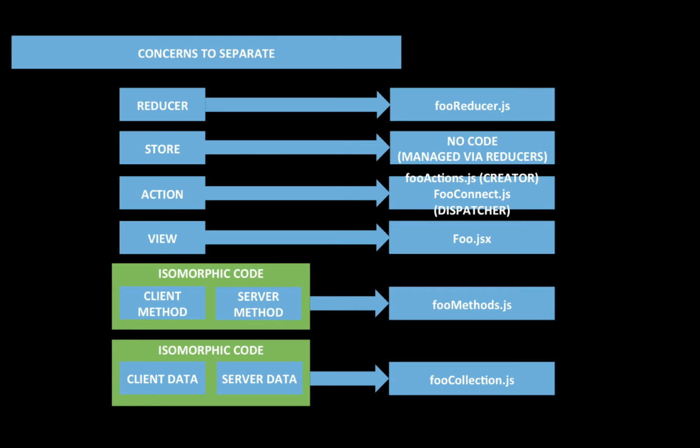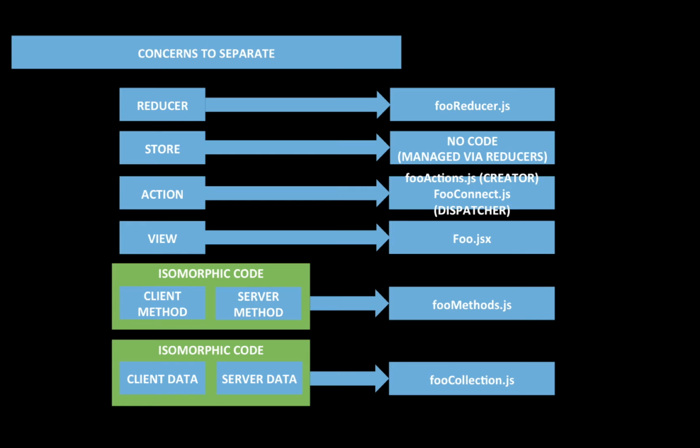The store actually has no code because it's only modified by the reducer. The action has two sets of code. I could call these different concerns, but right now I haven't separated them. I don't have a name for both of them. The actions file and the connect file. The view is in JSX files, and then the client and server methods are both actually written together in the same file called foo methods.